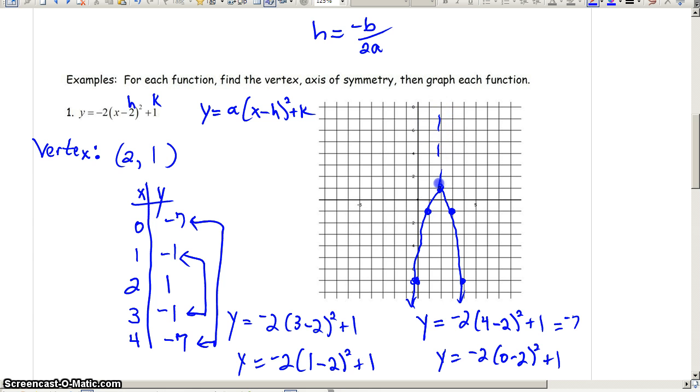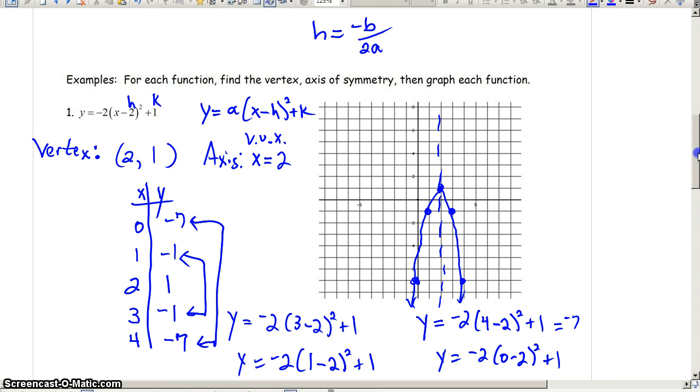And your axis of symmetry is a vertical line. The axis of symmetry is the line x equals 2. Vertical lines have Vux as our mnemonic. Vertical lines have undefined slope, x equals a number, so we'll have x equals 2. So this is how we very quickly can graph some of these problems.